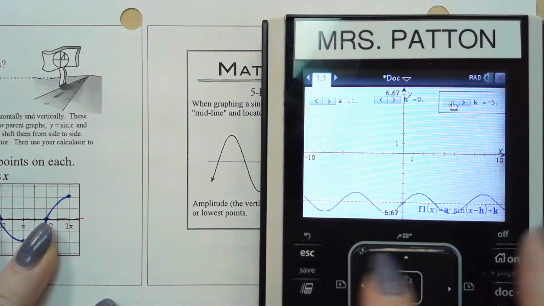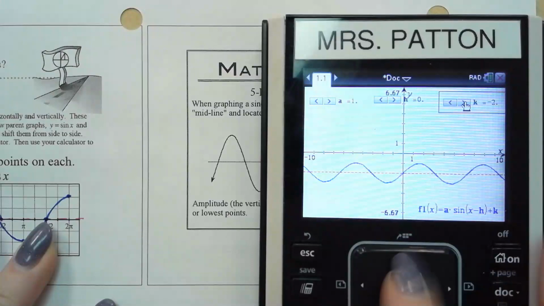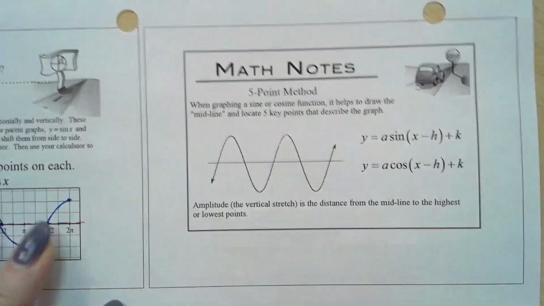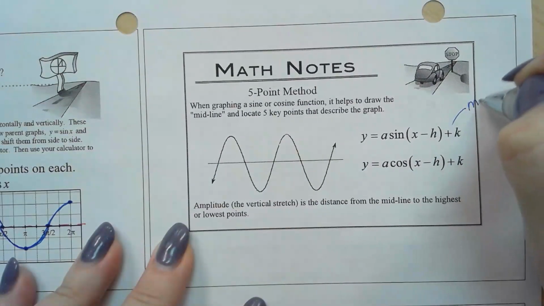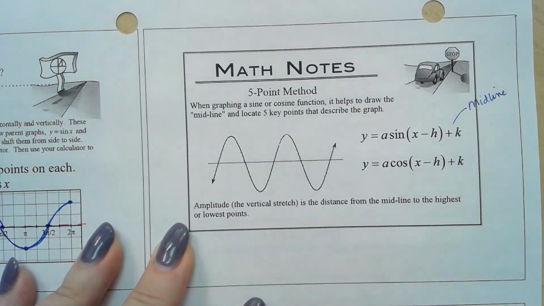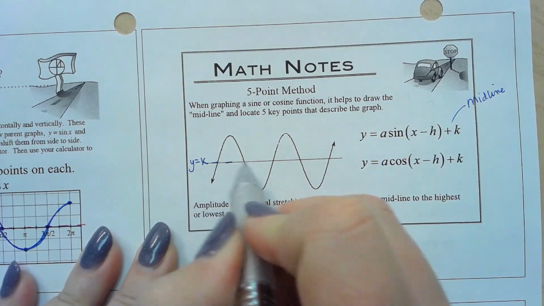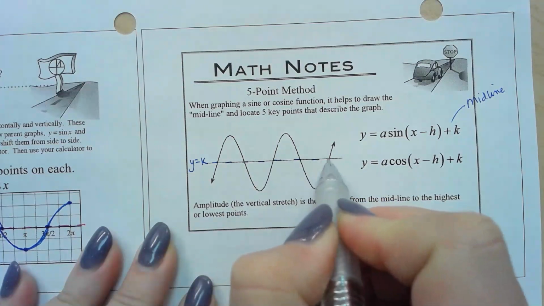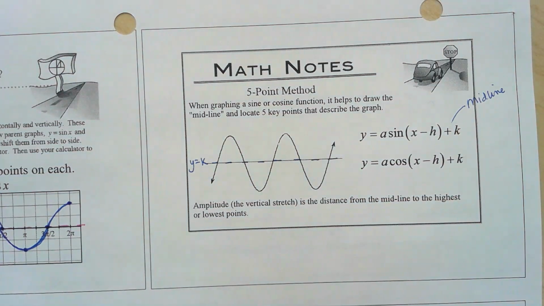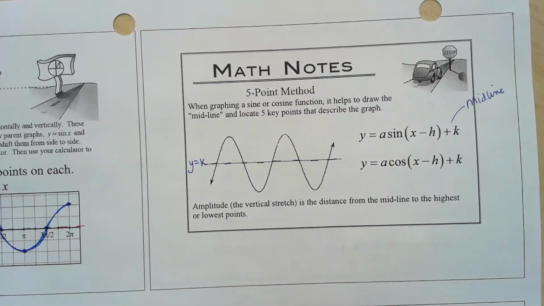So I'm going to go back up to 0. Let's go write that down. So this K at the end, that's going to be our midline. I can even write it on here. Y equals K. That's going to be this center line. I even use a dash line because it's not the graph, it's just helping us create the graph.